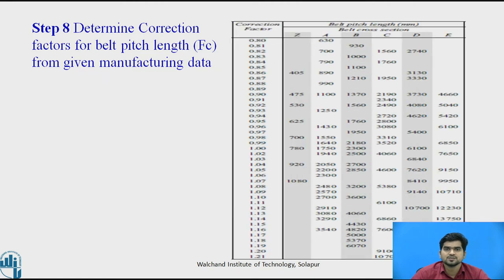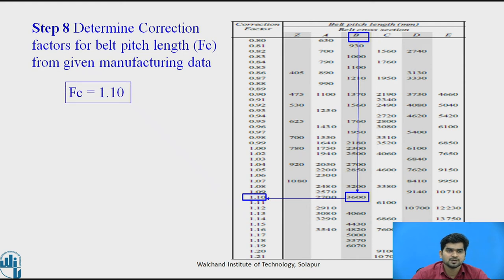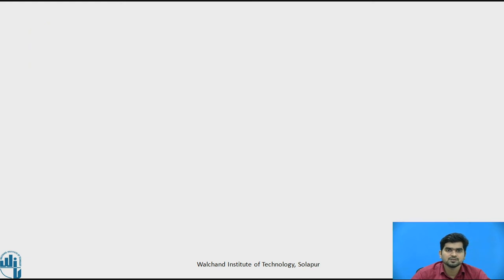In step number 8, determine the correction factor for the belt pitch length FC from the given manufacturing data. This is a table from which we have to find the correction factor FC. As we are using the B belt and the length of the belt is 3600, the correction factor FC is 1.10. So I have selected FC equal to 1.10.